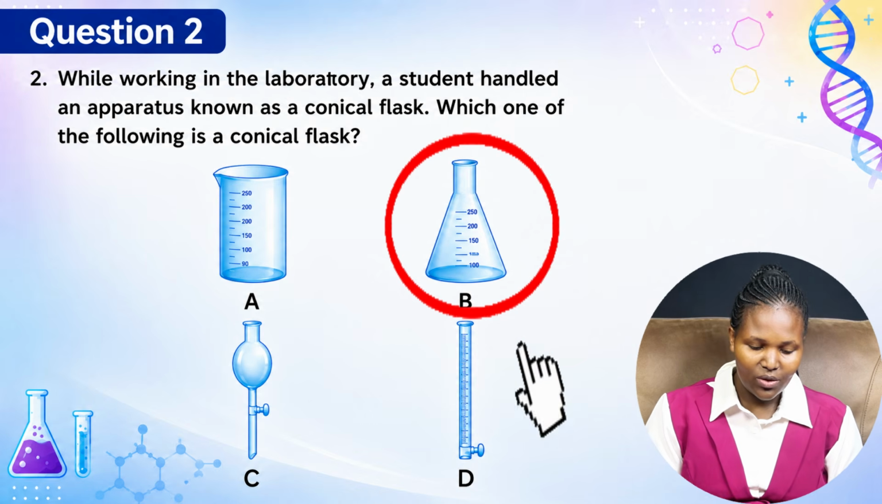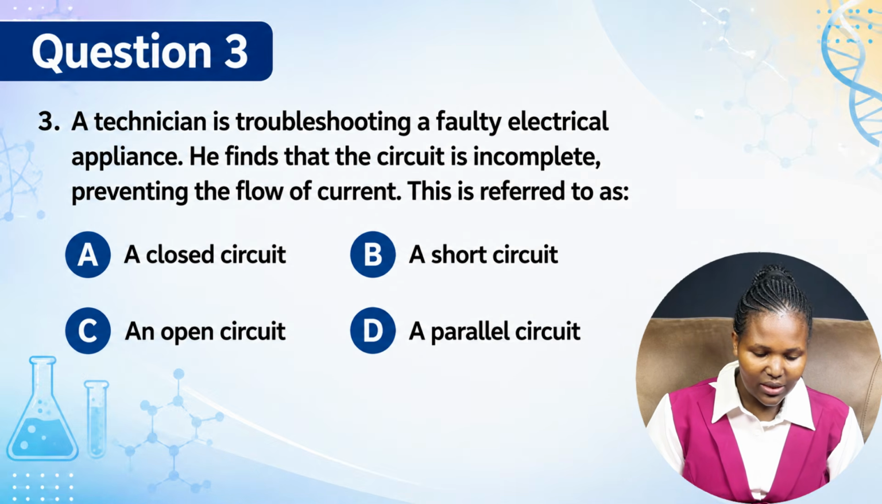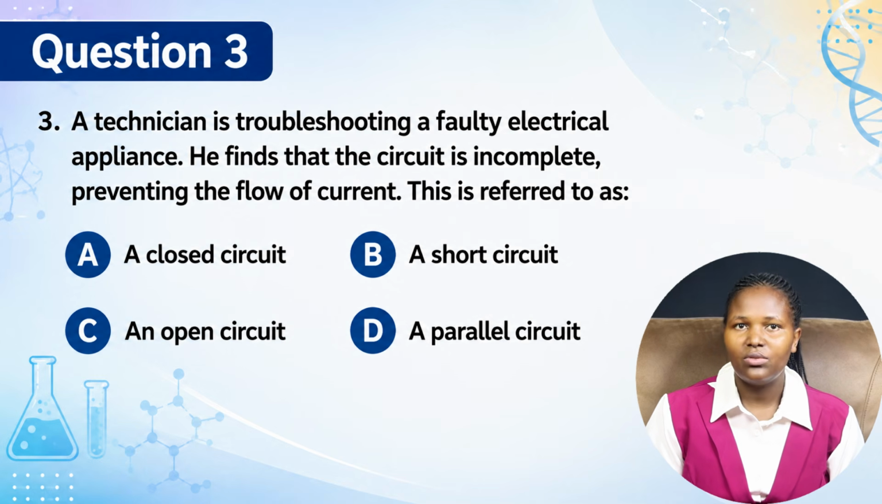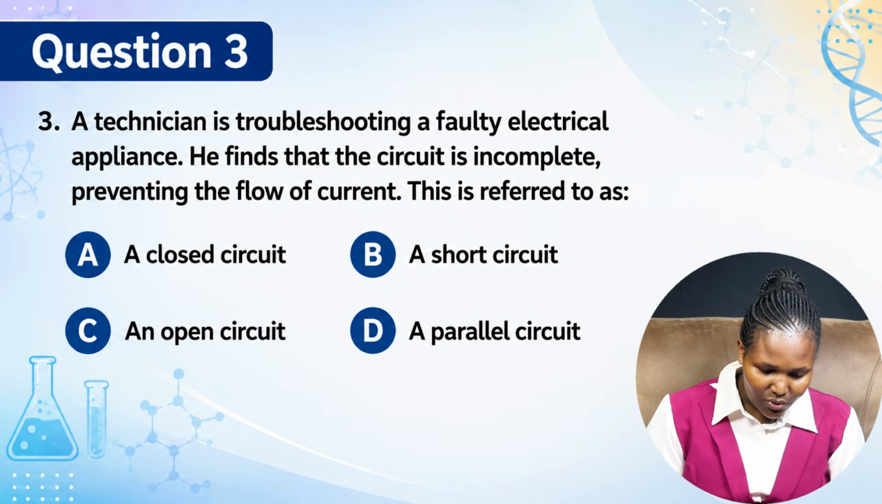Now let us go to question number 3. Question 3 says, a technician is troubleshooting a faulty electrical appliance. He finds that the circuit is incomplete, preventing the flow of current. This is referred to as, so this is a very good question. It is a technician who is troubleshooting and he wants to determine what kind of trouble he has encountered.